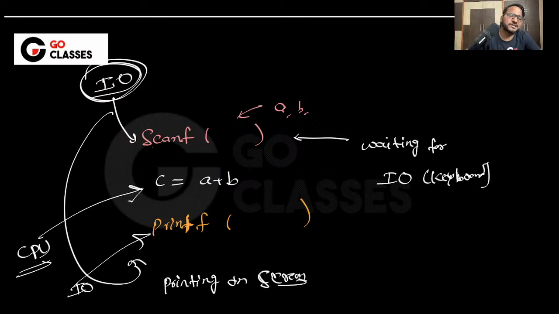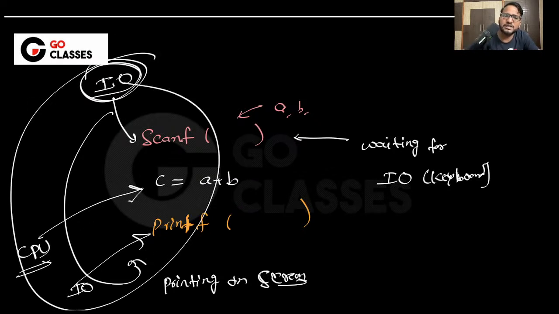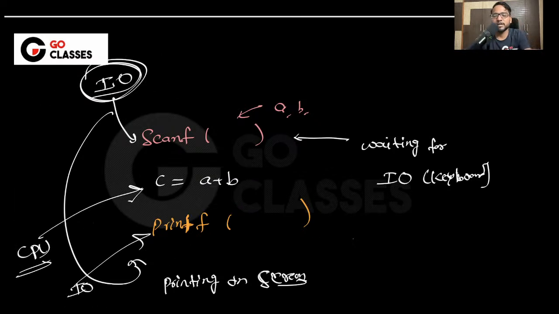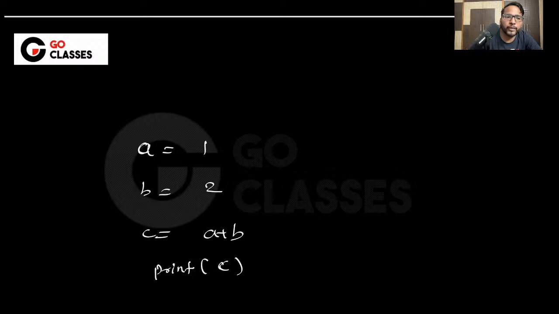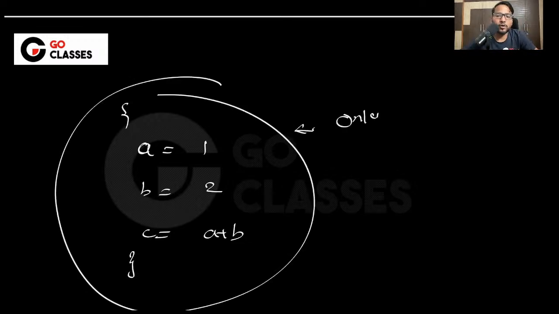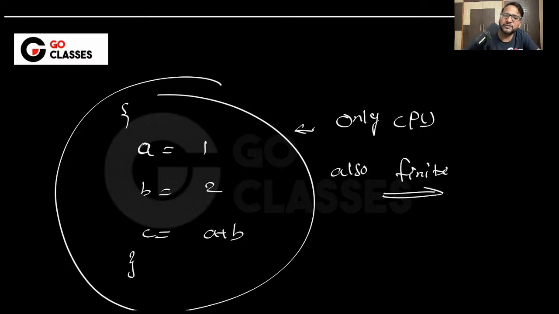So basically, this is a job that could have a CPU and IO mix. If some people are having any confusion in this, then I'm just talking about it. Also, you can definitely have a job which is just A equal to 1, B equal to 2, and C equal to A plus B, and print C, right? You can definitely have, maybe without even the print, any job which has just these 3 instructions, which is only CPU, and also finite. Only CPU, just 3 numbers.